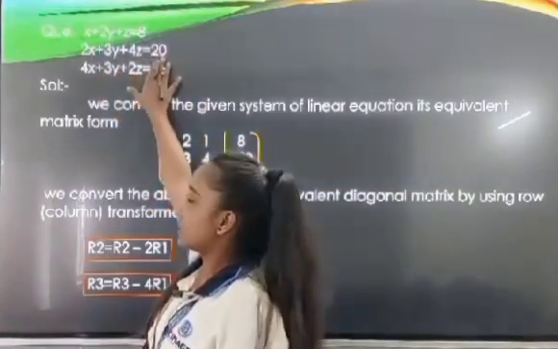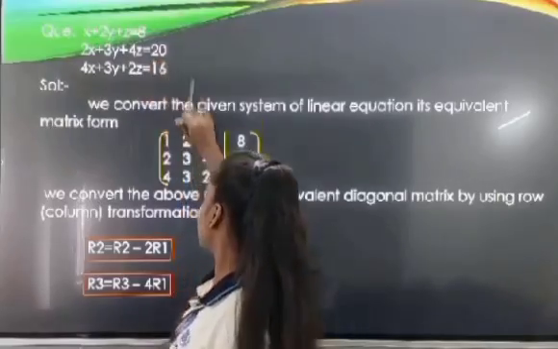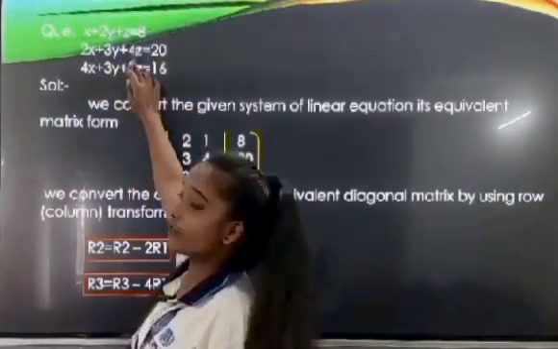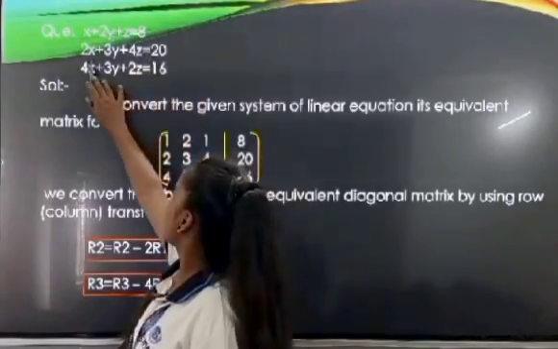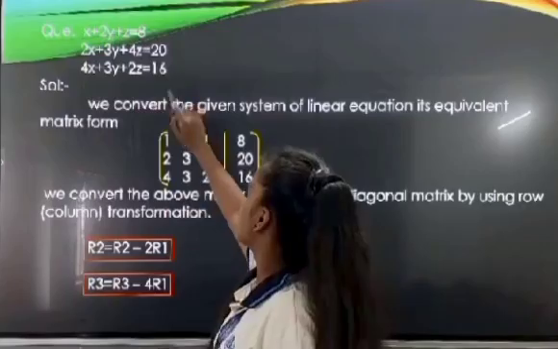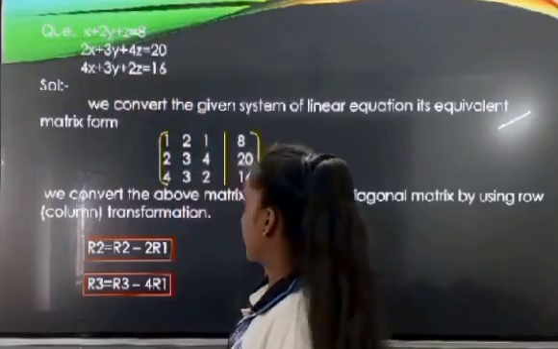We have to put this in matrix form. The coefficient of x is 1, the coefficient of y is 2, and the coefficient of z is 1. And here the coefficient of x is 2, the coefficient of y is 3, and the coefficient of z is 4. Like that we have to make its matrix form.